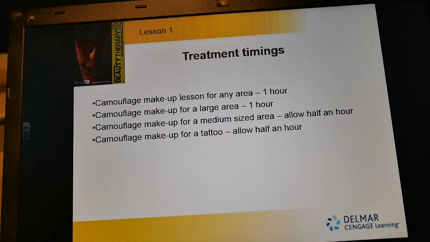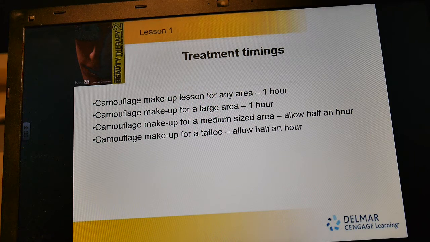When it comes to treatment timings, there's no particular service time that has been explained for this unit, but if you're doing a makeup lesson for camouflage, you can have up to an hour really, and that's acceptable. If the area is fairly large, then you want an hour as well. If it's medium sized, you'll want to look at half an hour, and for a tattoo, really up to half an hour, depending on its size obviously. So you're looking between half an hour and 1 hour for your treatment timings, so that's something to be aware of.